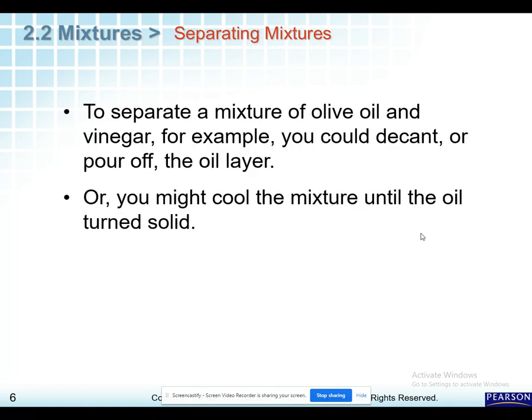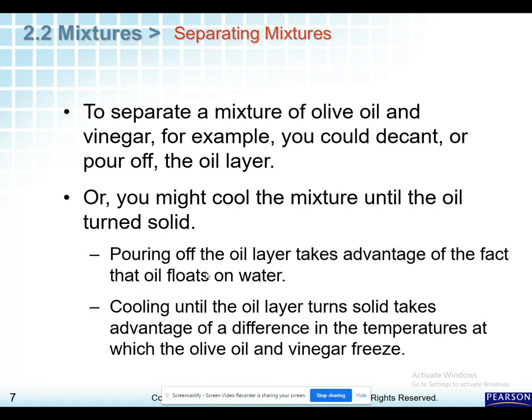So to separate a mixture of olive oil and vinegar, all you have to do is decant or pour off the top layer. And that's because if you've ever seen oil and vinegar, the oil is going to float on top of the vinegar. Another example of how to separate it is sometimes you might cool a mixture, and if they have different freezing points, one might turn solid, and then the other one's still liquid, and you can pour off that liquid part.